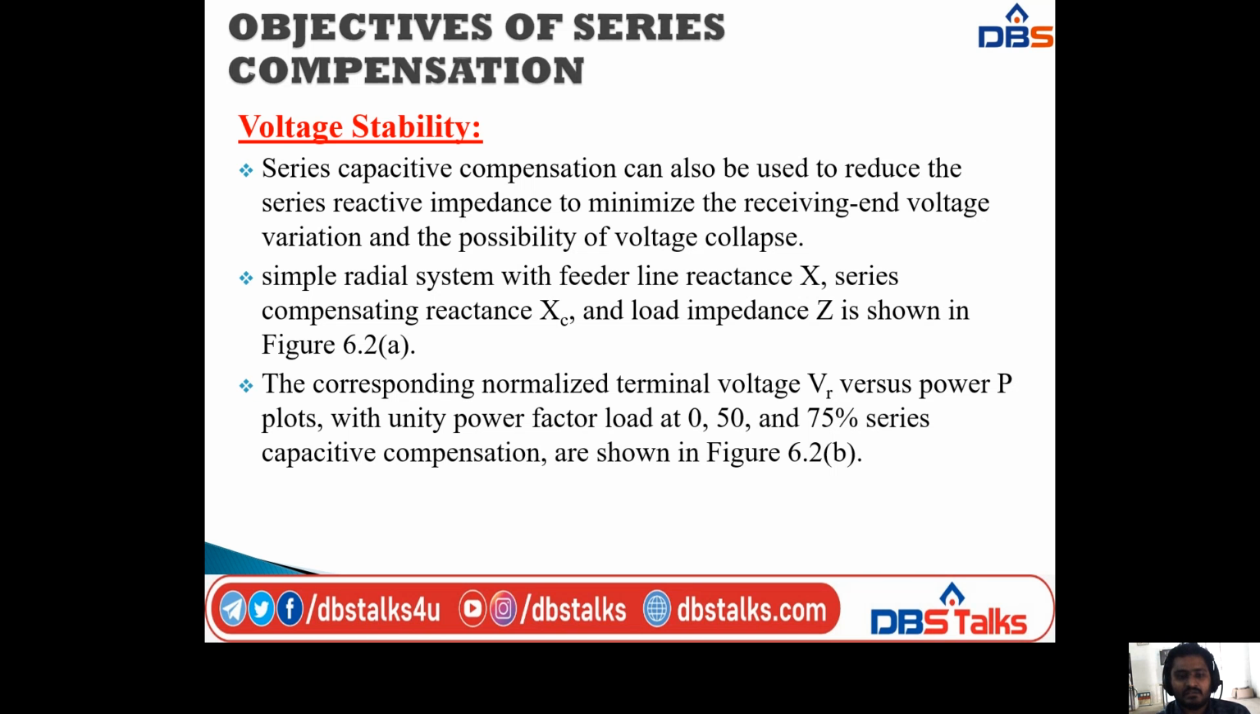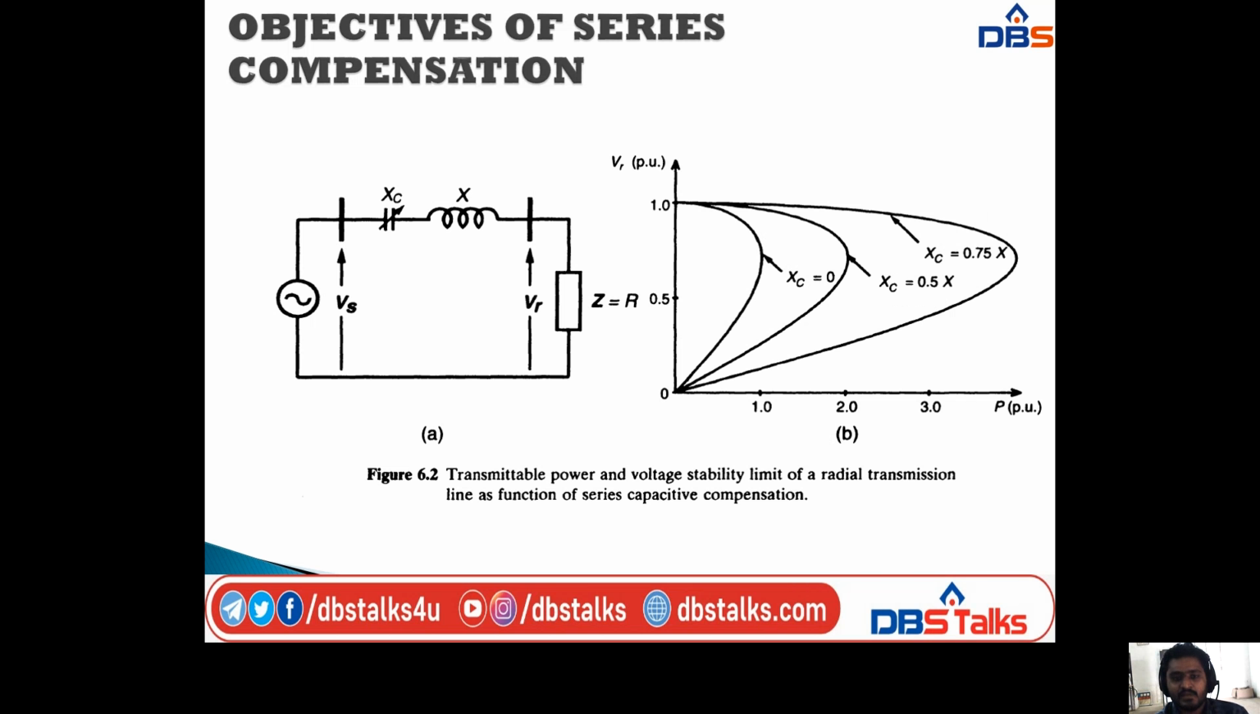So all these combined we have one diagram. I will show the diagram. So this is the diagram. It gives the transmittable power and voltage stability limit of a radial transmission line as a function of series capacitive compensation. If you observe this diagram, on the right side we have a diagram, and on the left side we have a diagram.